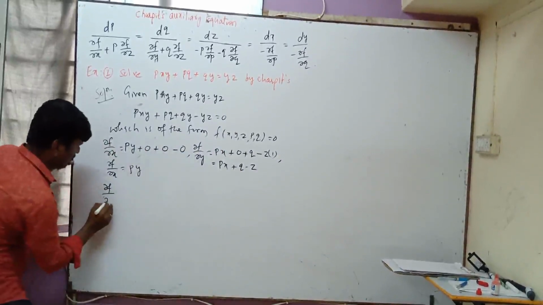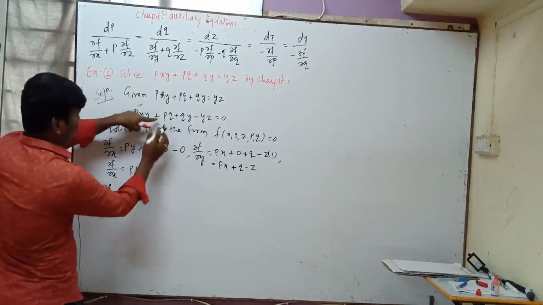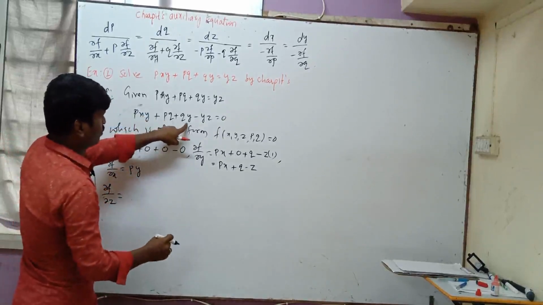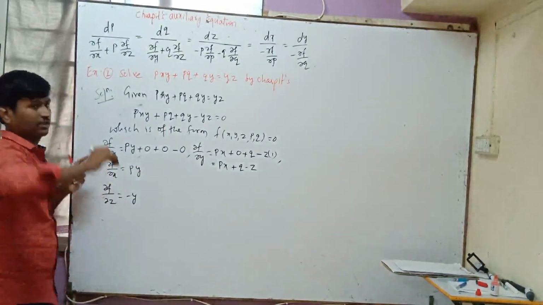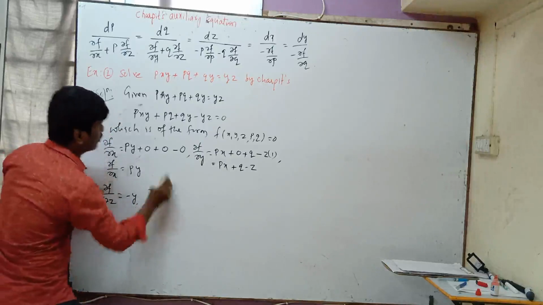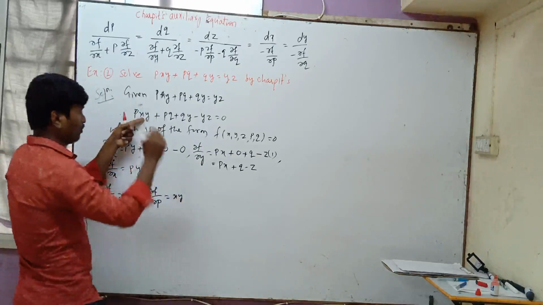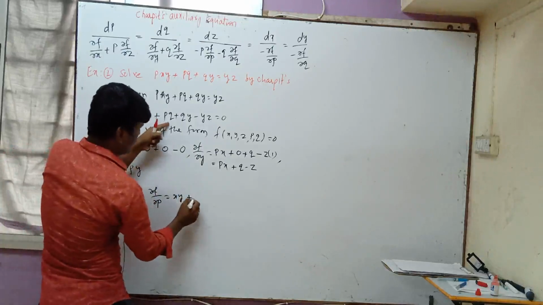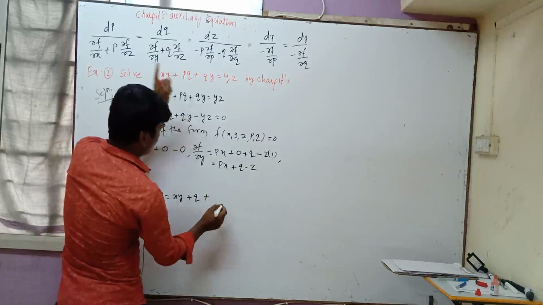Next, ∂f/∂z. With respect to z, there is no z term, so 0; there is no z term, so 0; minus here z term is there, so this is minus y constant, z is 1. And next one, ∂f/∂p. With respect to p, here p is there, xy constant, p differentiation 1, plus here p is there, q constant, plus here no p, 0, minus here no p, 0.